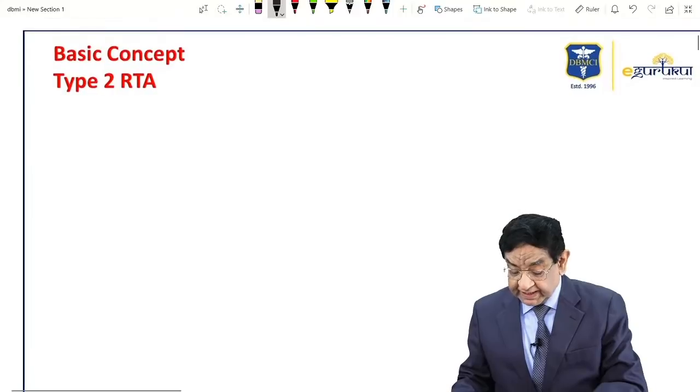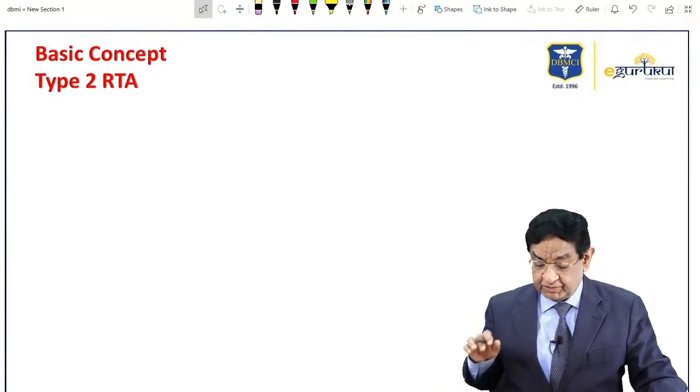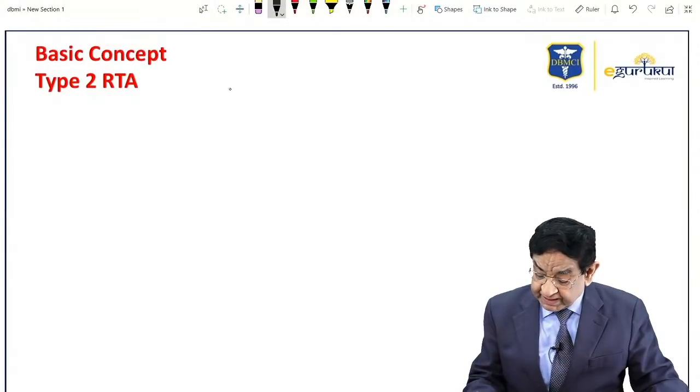Now I would like to talk about the basic concept of type 2 RTA and type 1 RTA also. The basic concept of type 2, again, same, dear nephron.